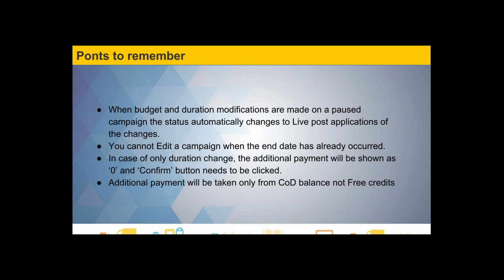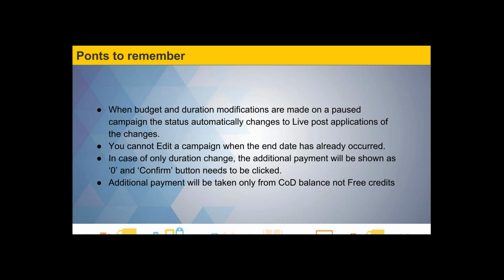When budget and duration modifications are made on a pause campaign, the status automatically changes to live post application of the changes. This simply means when you make any edits on a pause campaign, it automatically goes live. So after that, you can pause it again. You cannot edit a campaign when the end date has already occurred. So if your campaign has completed, you will not be able to reactivate it by extending the date.